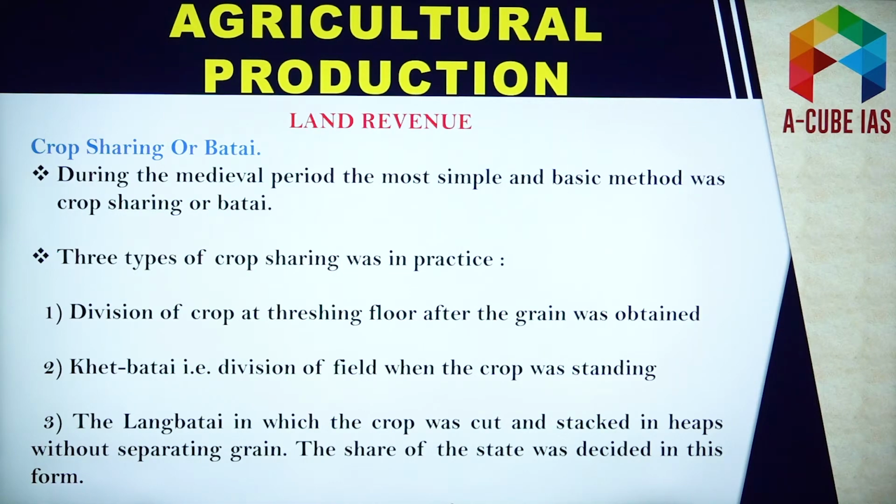First, division of crop at the threshing floor after the grain was obtained. Then second, khet batai, which means division of the field when the crop was standing. And third, lang batai, in which the crop was cut and staked in heaps without separating the grain. So the share of the estate was decided in this form.